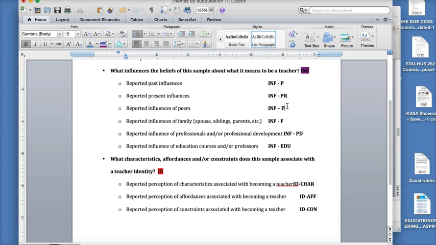I think I'm just going to put peer. If I had been coding two things with a PR, then I'd have to go back and recode to know which was present and which was peer. So make sure that your letters are different enough so you know. And make sure when you write them in there or type them in that you're clear about that.